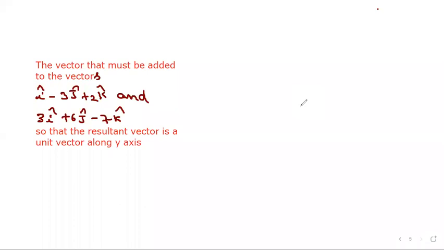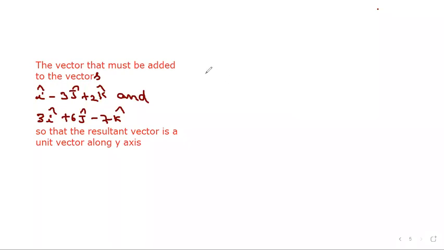The vector that must be added to the vectors i cap minus 3 j cap plus 2 k cap and 3 i cap plus 6 j cap minus 7 k cap, so that the resultant vector is a unit vector along y-axis. So here 3 vectors are to be added, but 2 vectors are given. 1 vector we have to find out here, but the answer is also given.